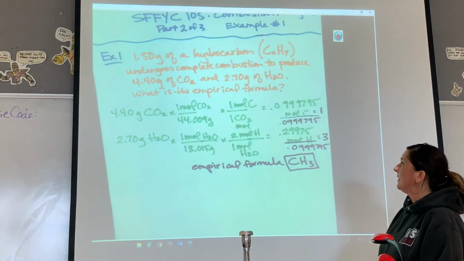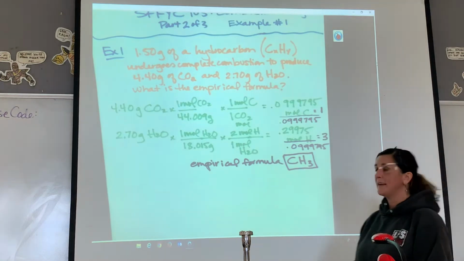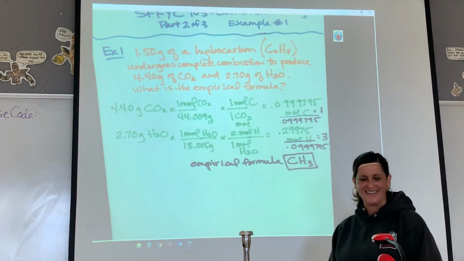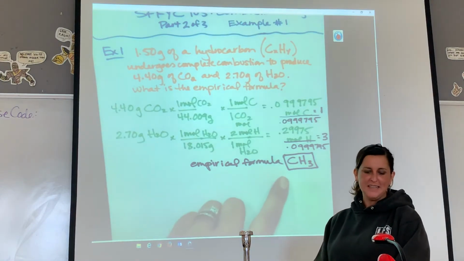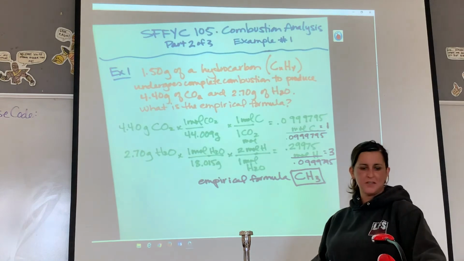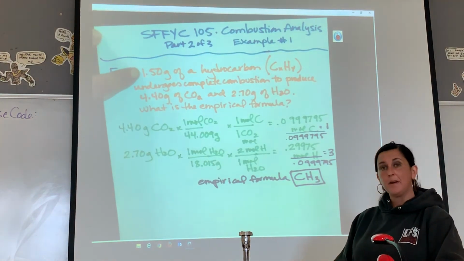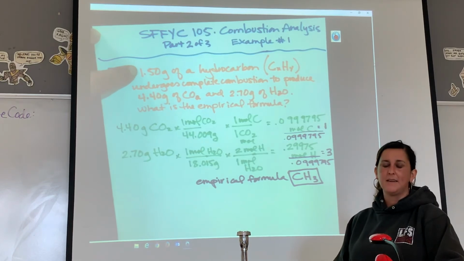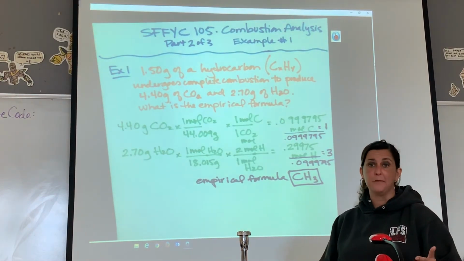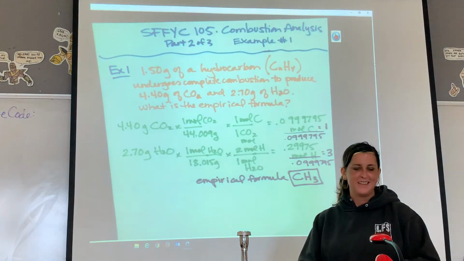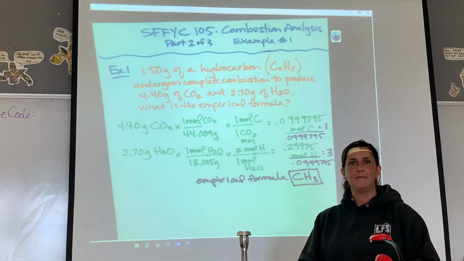Okay. And that brings us to the end of this problem. So we found our empirical formula to be CH3. And before you end the video, I just want to point out that this number at the beginning, the 1.50 grams of a hydrocarbon, was a piece of distractor information. You didn't have to use that part of the problem. So just be mindful of that.